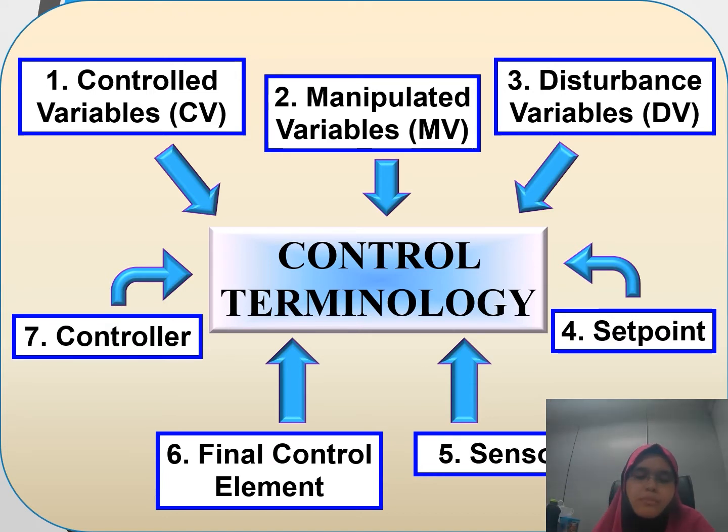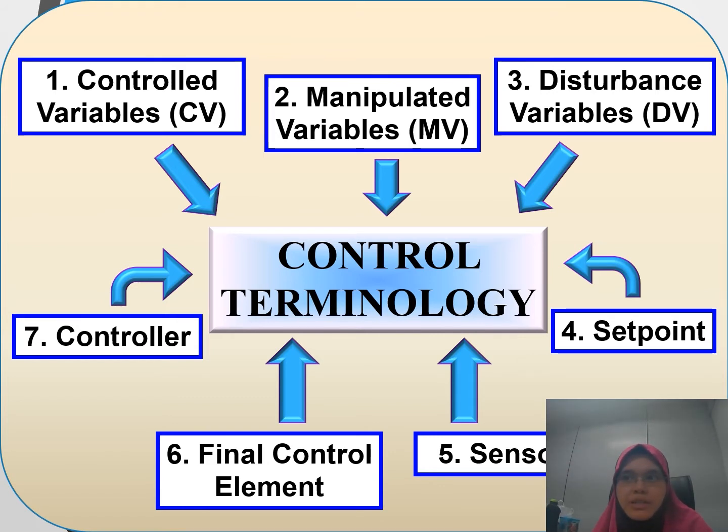Okay, the first one is a control variable. What does it mean by variable? Variable means it's something that keeps on changing. Something that is fixed, we call it a constant. Okay, we never control a constant. We control, we manipulate something that varies by time. That's why it's called variable, because it keeps on changing by time.